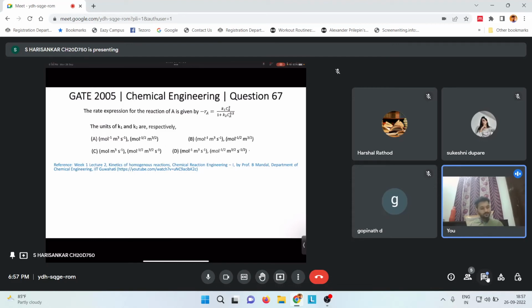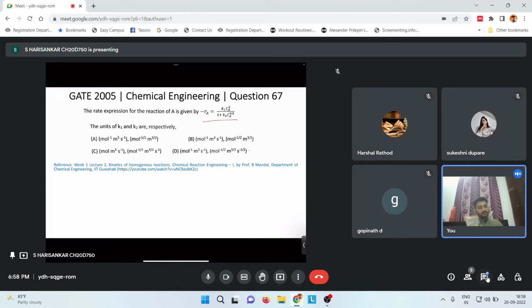So this is a question from kinetics from CRE, and the reference NPTEL lecture can be found in week 1, lecture 2, kinetics of homogeneous reactions, chemical reaction engineering 1 by Professor B. Mandal, Department of Chemical Engineering, IIT Guwahati. So in this question, they have given us a certain rate equation, and we are asked to find the units of K1 and K2 respectively. So let's see how we can proceed with this.